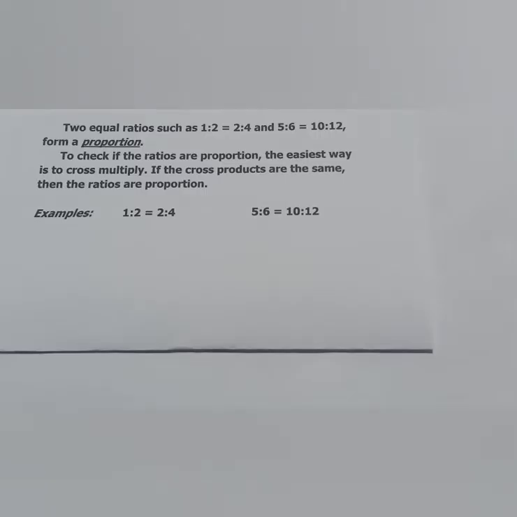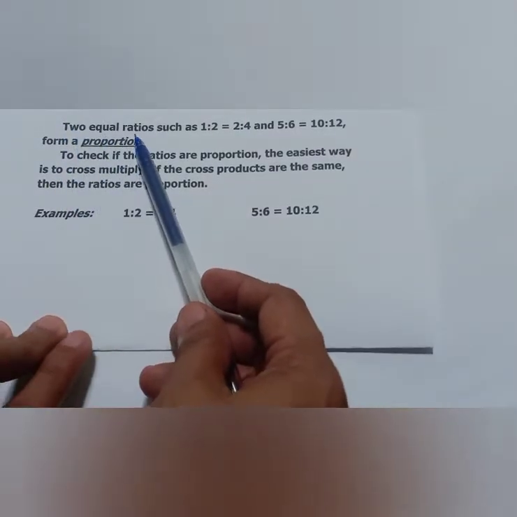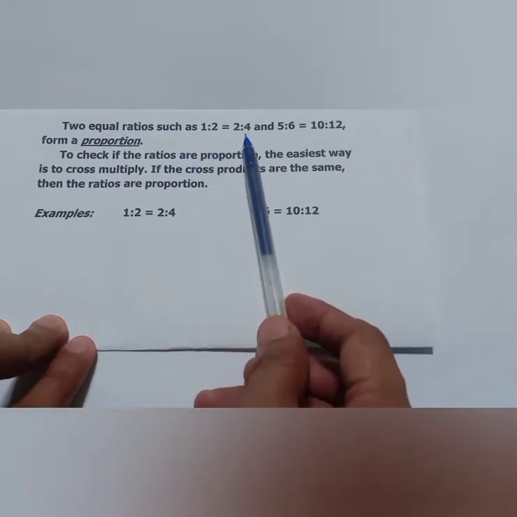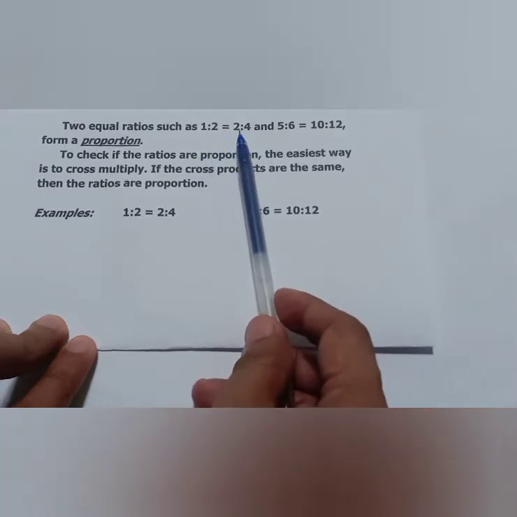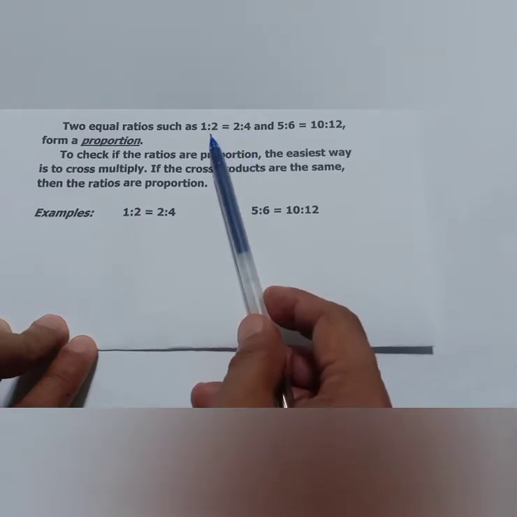Okay, in the previous video, I discussed ratio, which means the comparison of two or more quantities. So what about proportion? It says here, two equal ratios such as 1 is to 2 equals 2 is to 4. If these two ratios are equal, in the previous lesson I discussed, you can call them equivalent ratios.